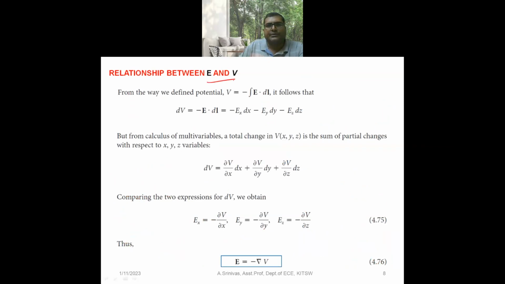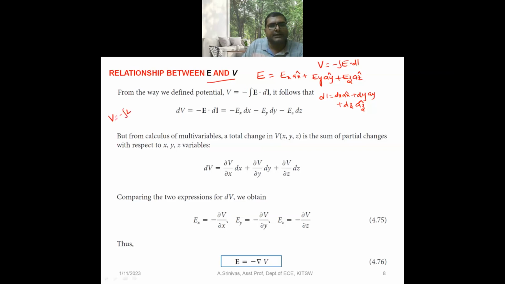The relation between E and V: we know the basic equation V is equal to minus integral of E dot dl. The electric field E is equal to Exax plus Eyay plus Ezaz, and the differential element dl is equal to dxax plus dyay plus dzaz.